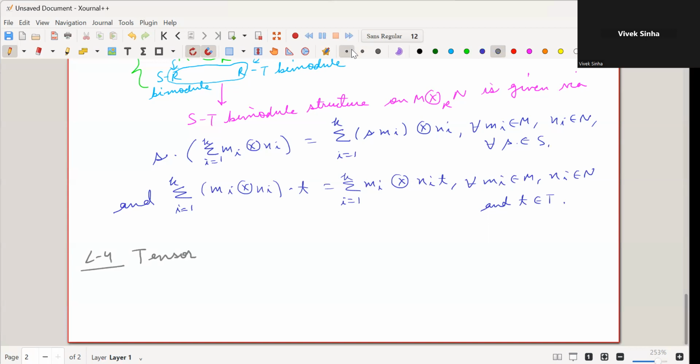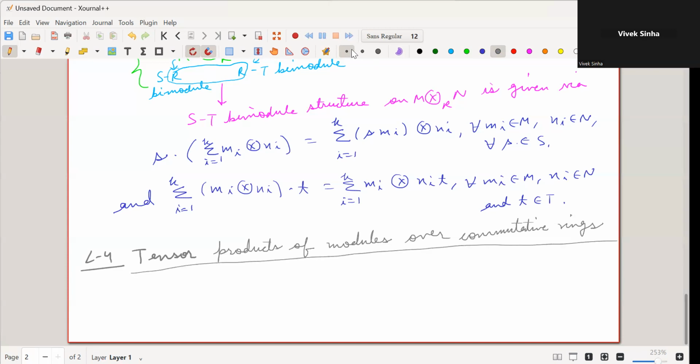Tensor product of modules over commutative rings. Till now we were not assuming the ring to be commutative or non-commutative. We were just doing it for arbitrary rings. But what if we have a commutative ring and then we see the tensor product of modules over that commutative ring? Then what happens?